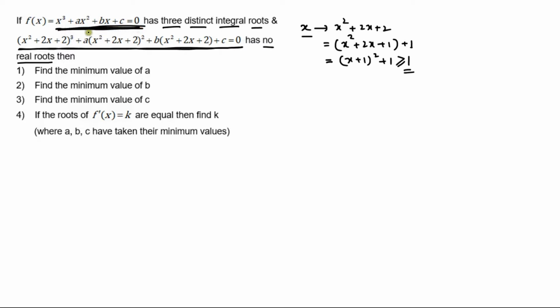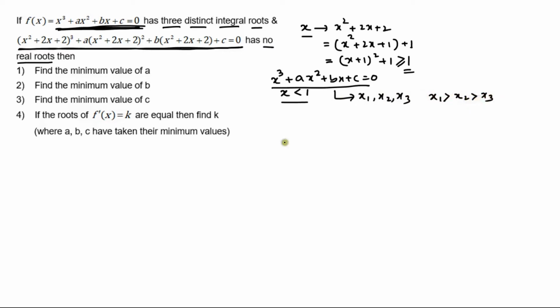But since the equation x cubed plus ax square plus bx plus c equals 0 has three distinct integral roots, hence the values of x, or you can say the solution of x, has to be less than 1. Then only you will get real roots of this equation. Now let us say the three distinct roots be x1, x2, x3. Without changing the meaning of the question, let us say x1 is greater than x2 is greater than x3.